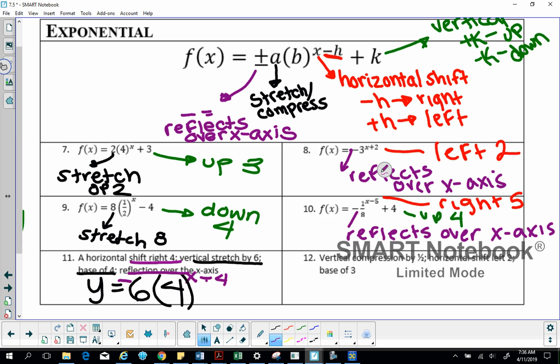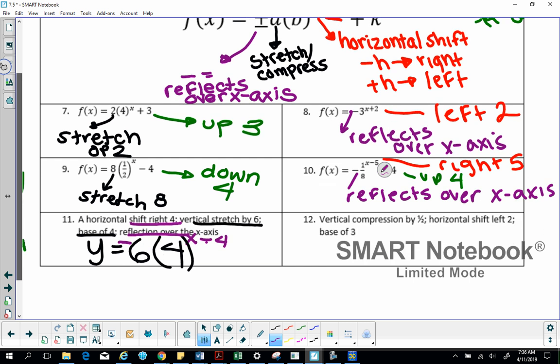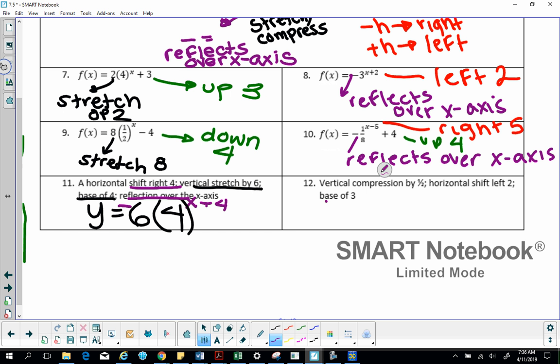All right, and last one, Victor, you're going to help me out. How do I write this last one? So I have a base of 3, so I'm going to start with that. And it says a vertical compression of 1/2. Where does that go? Yep. Vertical compression of 1/2 and left 2. Where is it? Yep, right here. X plus 2. Perfect. This is nothing new, right? Just kind of a review. Y'all got it? Cool, last one.